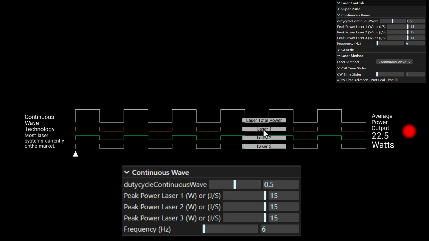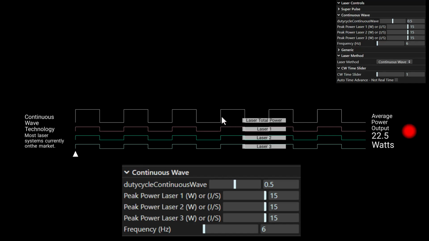But I'm not going to make it more complicated that way. I'm just going to say laser 1, laser 2, laser 3, and we have a peak output power for each one. Now in this example, I've got laser 1, laser 2, laser 3 up here, and each one can output 15 watts maximum. So if all three of them are on full blast, then this machine could put out a maximum of 45 watts.